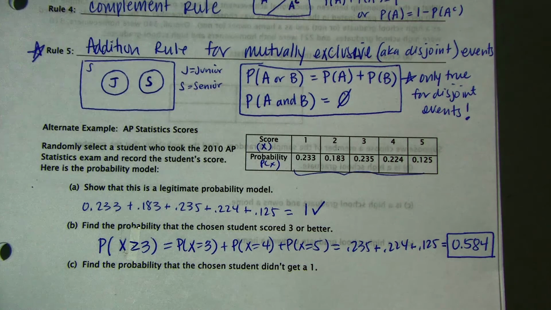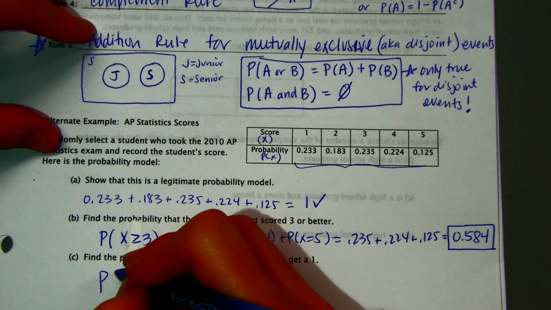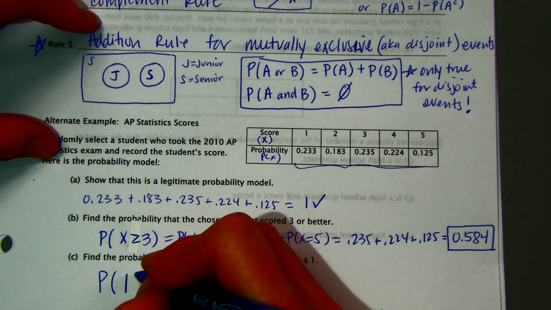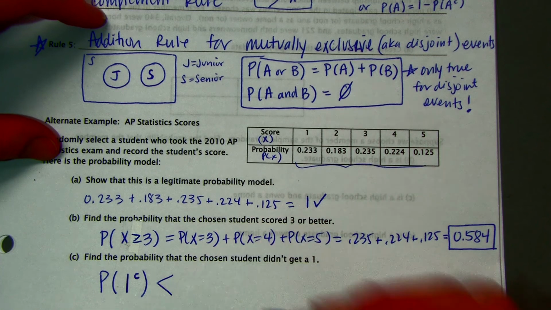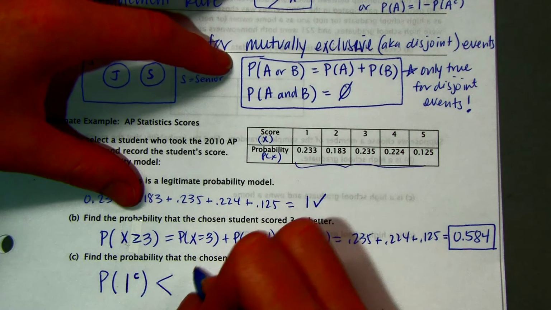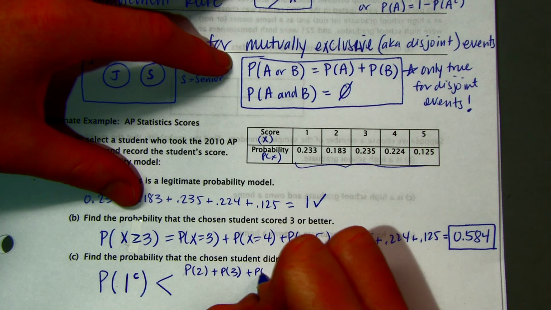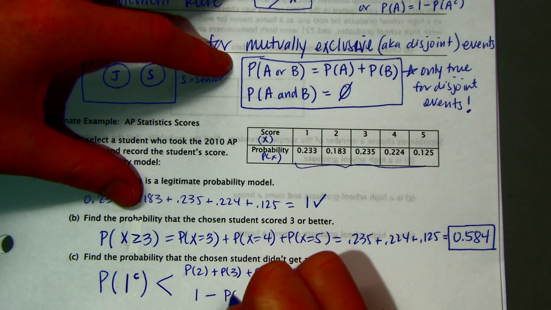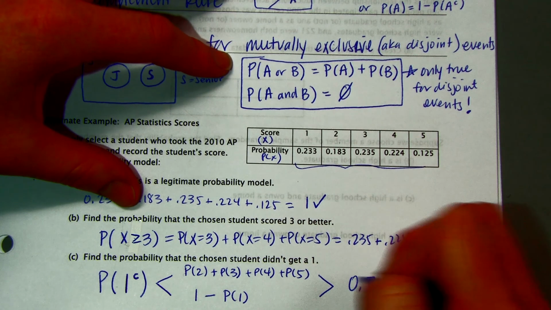Find the probability that the chosen student didn't get a 1. Didn't get a 1, so that's a 1 complement. You can work this in one of 2 ways. It depends on how you like to think. I can do the probability of 2 plus the probability of 3 plus the probability of 4 plus the probability of 5, or you could do 1 minus the probability of 1, and in all cases you get 0.767.